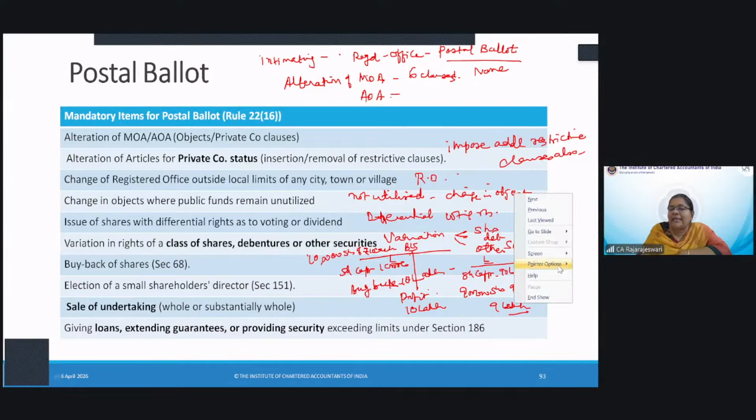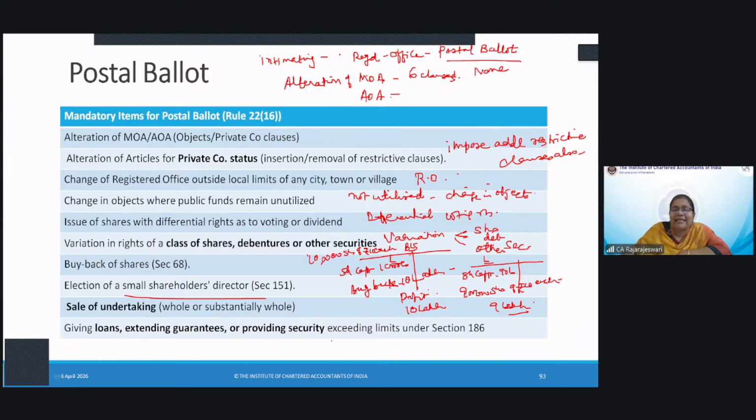Then small shareholders director. A person who is holding a deposit can elect among themselves to be a director. Those things you would have read or you will be reading. So you call him a small shareholders director. Mandatorily, he can be appointed as a director. So for that also, postal ballot.